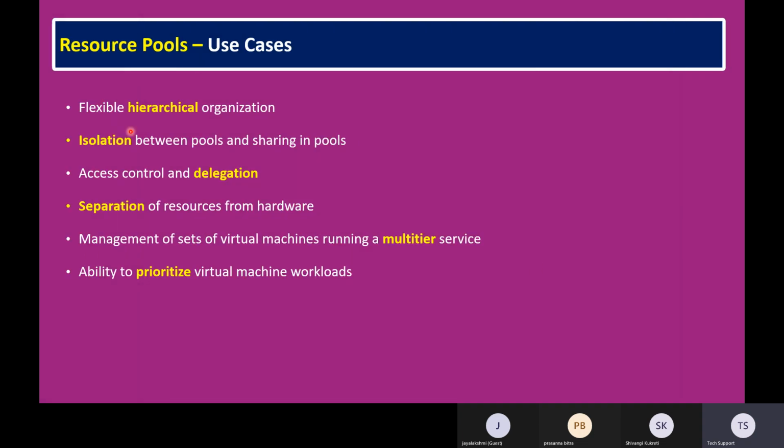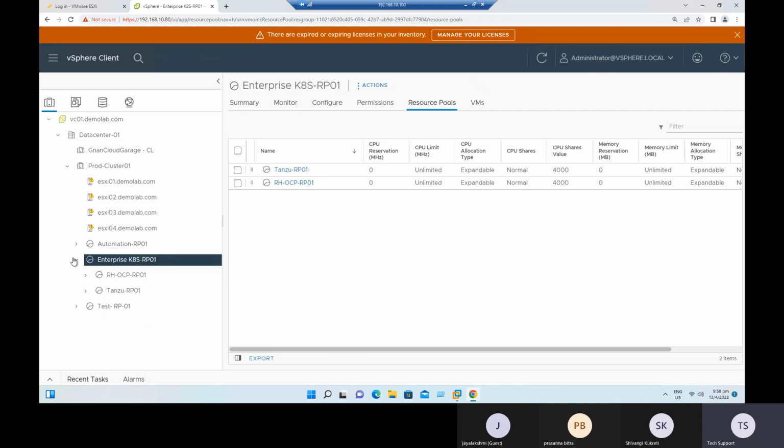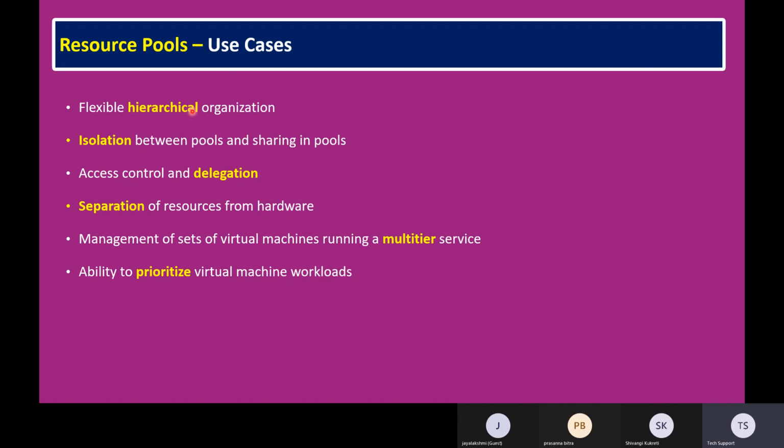Normally, in which scenarios will we use them? Whatever the challenges we discussed, to address those challenges are the use cases. So, flexible hierarchy organization. If you see here, earlier all the VMs were directly under the cluster, but now we are maintaining a proper structure. We segregated the automation VMs to the automation resource pool, Kubernetes VMs to the Kubernetes resource pool, and test VMs under the test resource pool. That is nothing but a flexible hierarchy organization. Flexible means the names and all you can keep based on your convenience. And also isolation between pools and sharing in pools. You can even share those pools with multiple virtual machines.